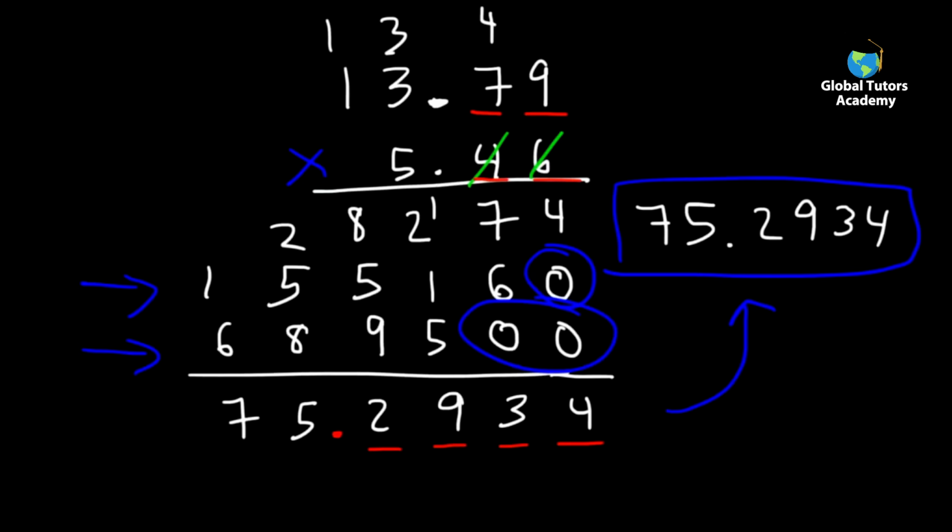Quick tip number 2. Acknowledge the amount of numbers that is to the right of the decimal point. Make sure that it's equal to the amount of numbers to the right of the decimal point in your final answer. Keep practicing.